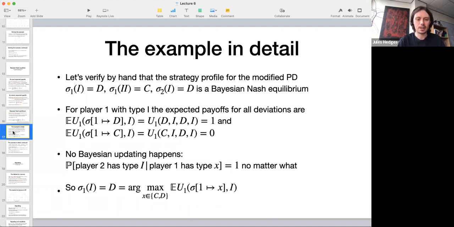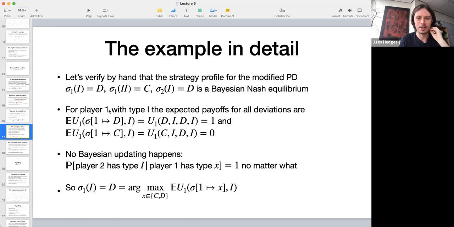So let's go back to the example that we had in the previous video, which is the modified Nash equilibrium, where when player 1 has type 2, they get a -2 payoff for defecting. So we can calculate the expected payoffs. In this case, player 2 only has one type, and we have independence. So player 1's type and player 2's type are independent for the prior. So what that means is no Bayesian updating happens.